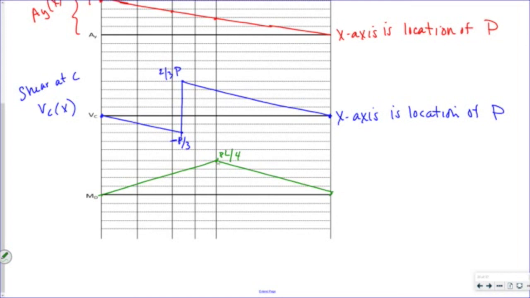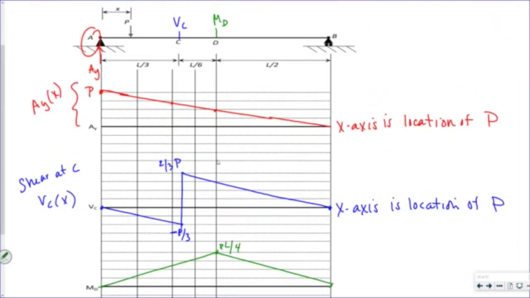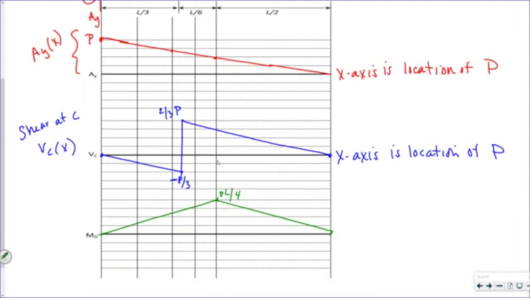So if I wanted to place my concentrated load for maximum positive bending moment, I would place it at the middle. Makes sense, right? Anywhere not in the middle, you're not going to get the maximum bending moment at the center. Doesn't mean you're not going to get the maximum bending moment, but it's not going to be at the center.